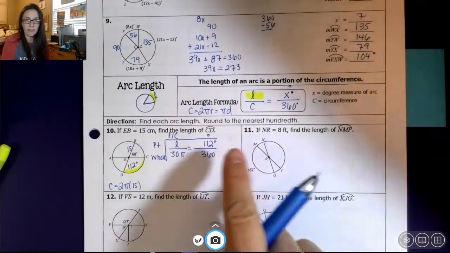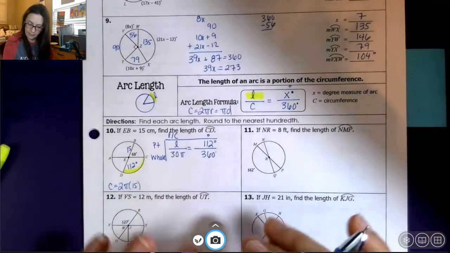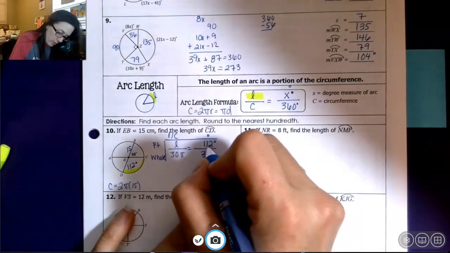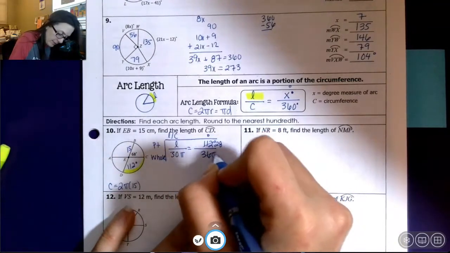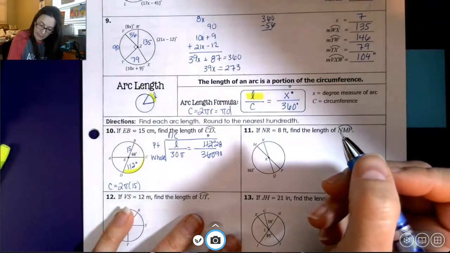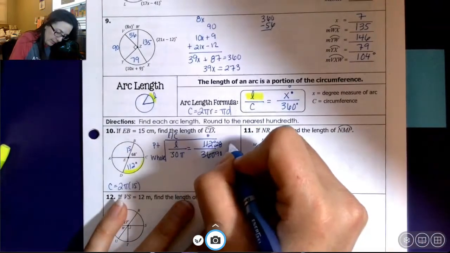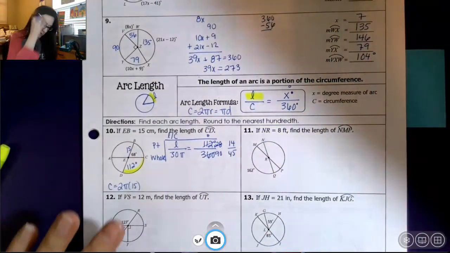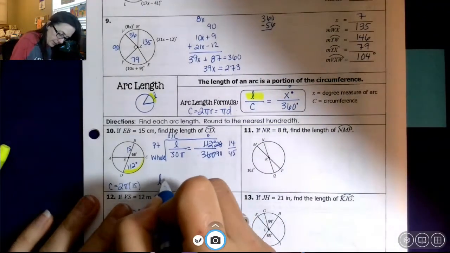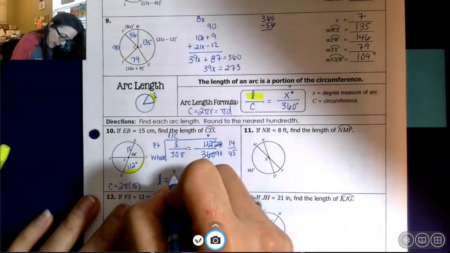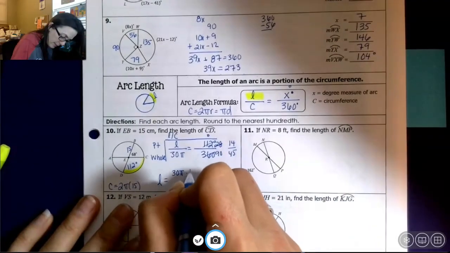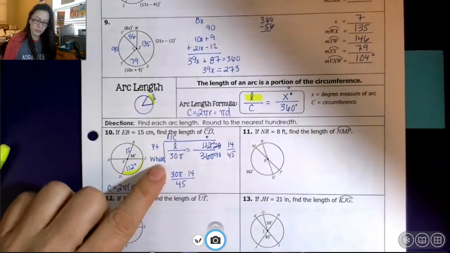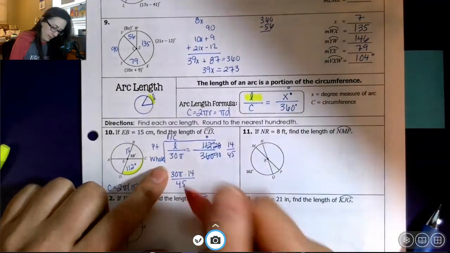Every single time, if I can simplify here, I want to simplify first. I divide by 4, I get 28 over 90. Again, I can divide by at least 2, and I get 14 over 45. So I'm going to cross multiply this. The length is going to equal 30 pi times 14 divided by 45. So I just multiplied this 30 pi over here.